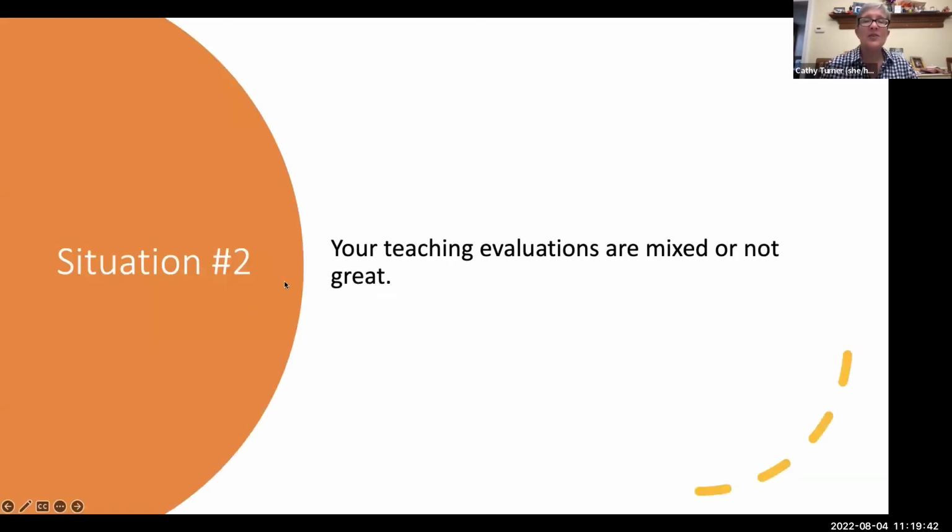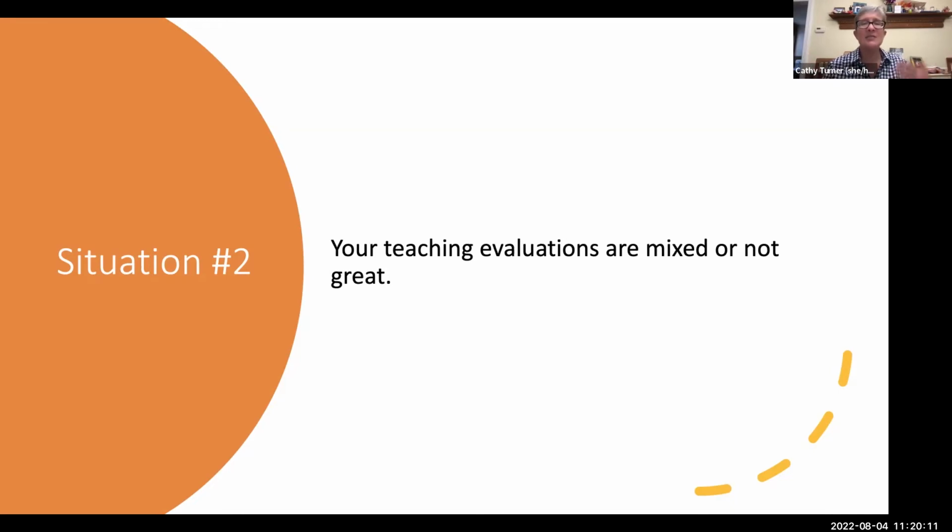Situation 2. Your teaching evaluations are mixed or not great. All right. So again, I want to go back to don't misrepresent yourself. If you've got nothing but bad teaching evaluations and they're asking you for teaching evaluations, don't try to fudge it in any kind of way. They will find out. I mean, there are lots of different ways that people can find your teaching evaluations.